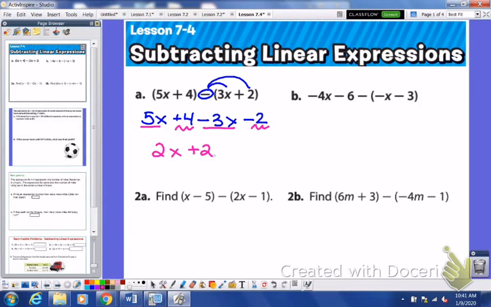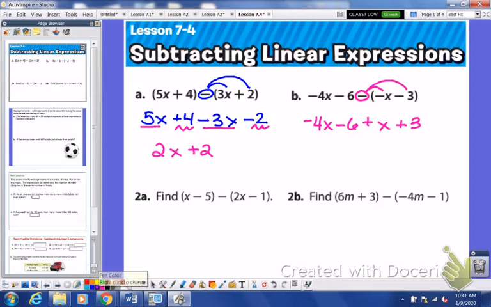Okay, take a look at the next one. Negative 4x minus 6 minus a negative x minus 3. So again, we take this minus sign, distribute it, parenthesis after it. So our negative 4x minus 6 stays the same. Then minus a negative becomes plus x. Again, changing this minus 3, we change the sign, so plus 3.